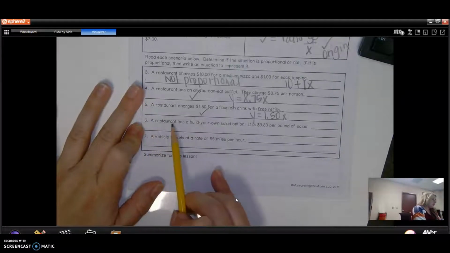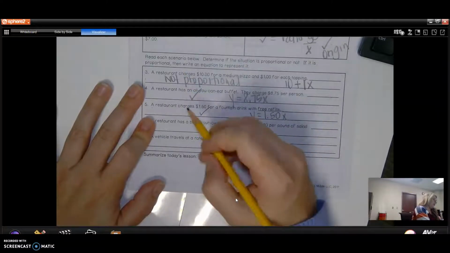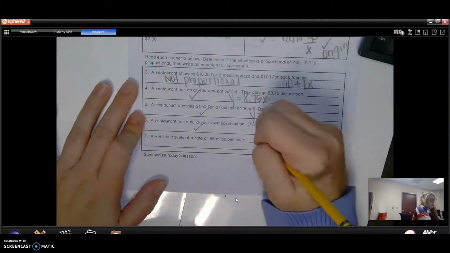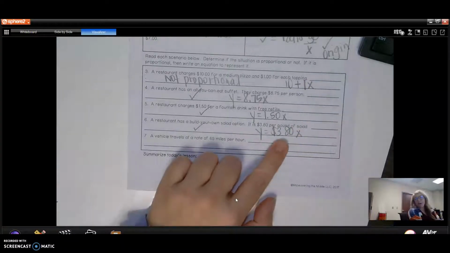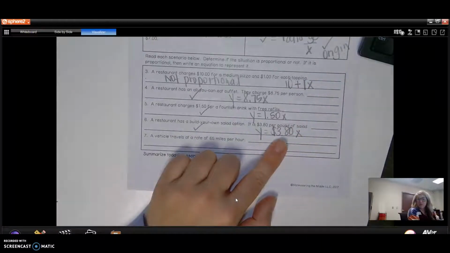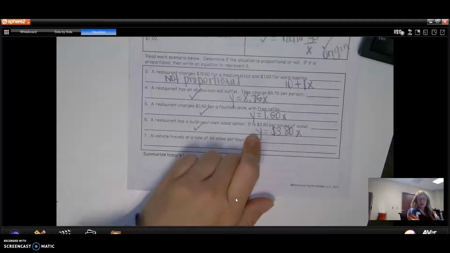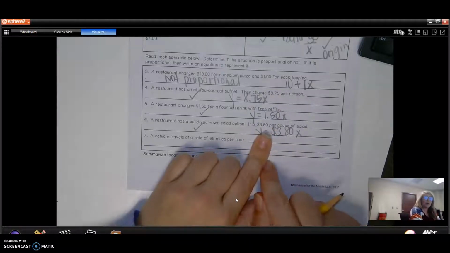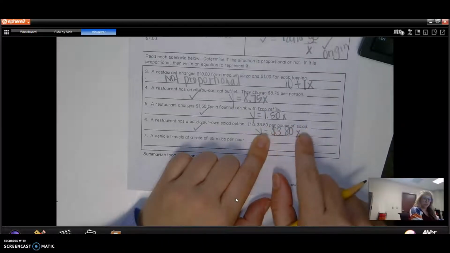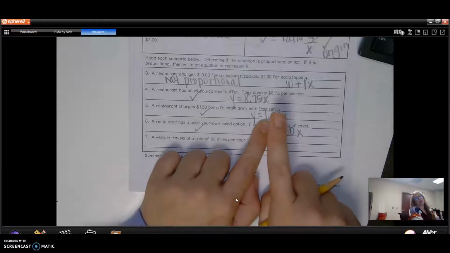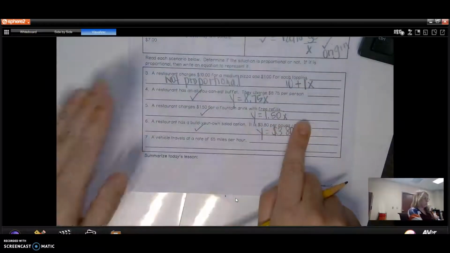Number 6, a restaurant has a build-your-own salad option. It is $3.80 per pound of salad. This is proportional. y equals $3.80 times your x. If I'm not buying any pounds of salad, so 0 pounds, $3.80 times 0 is 0. So it would go through my origin, right? My x and my y would both be 0. So it is a proportional relationship. I could have said the same thing here. If I don't buy any drinks, it's not going to cost me any money. So it would pass through my origin.